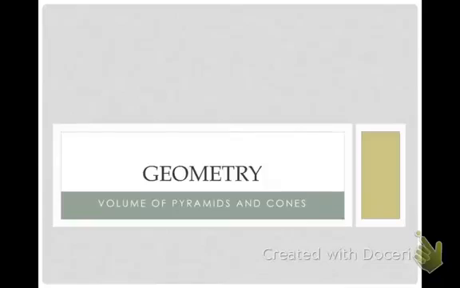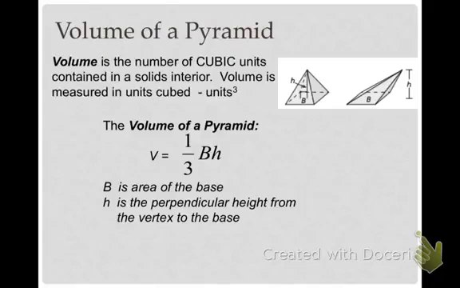In this video, we're going to look at the volume of pyramids and cones. The volume of a pyramid is exactly 1/3 the volume of a prism. It's 1/3 times the area of the base times the height. And I've got a picture here of a right pyramid and an oblique pyramid.